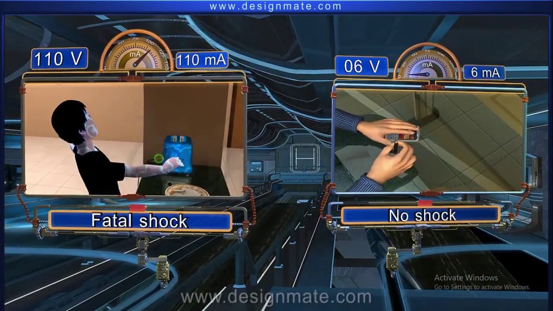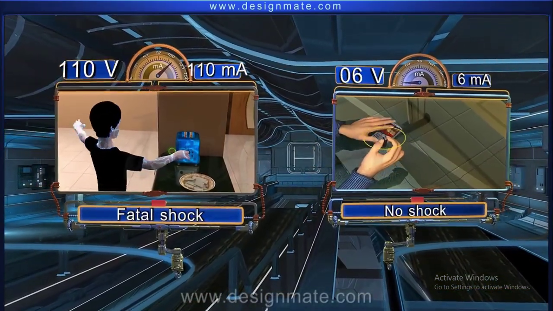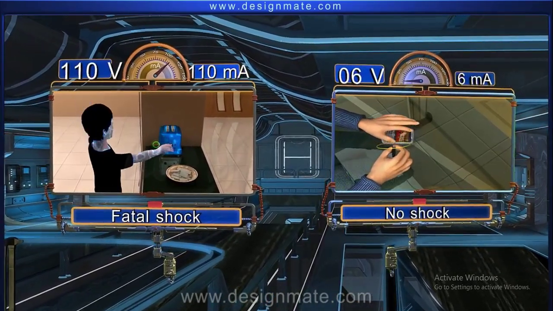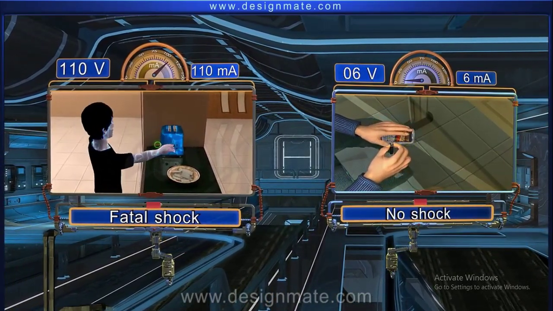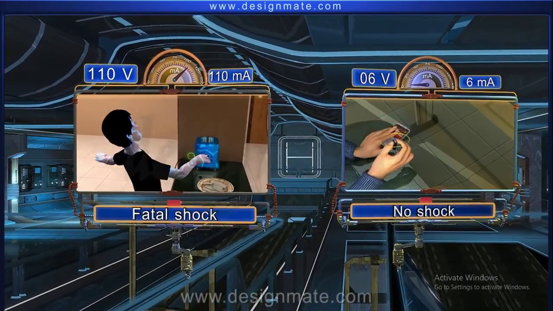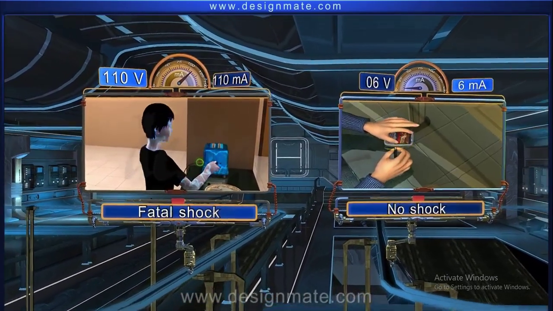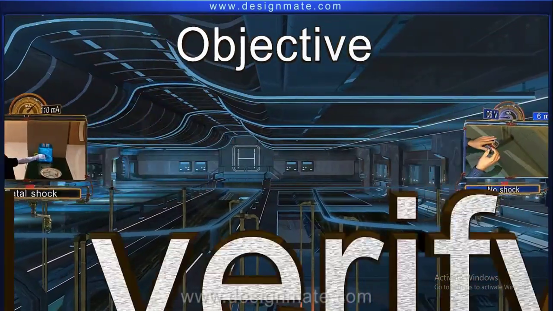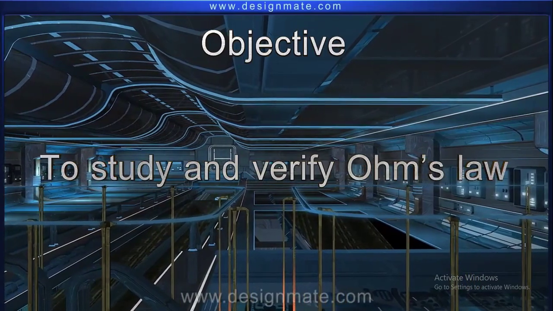In these two examples, for different voltages, the electric current flowing through the body is different. Let us understand the law governing the relationship between the current and the applied voltage. The law is known as Ohm's law. We will study and verify Ohm's law.